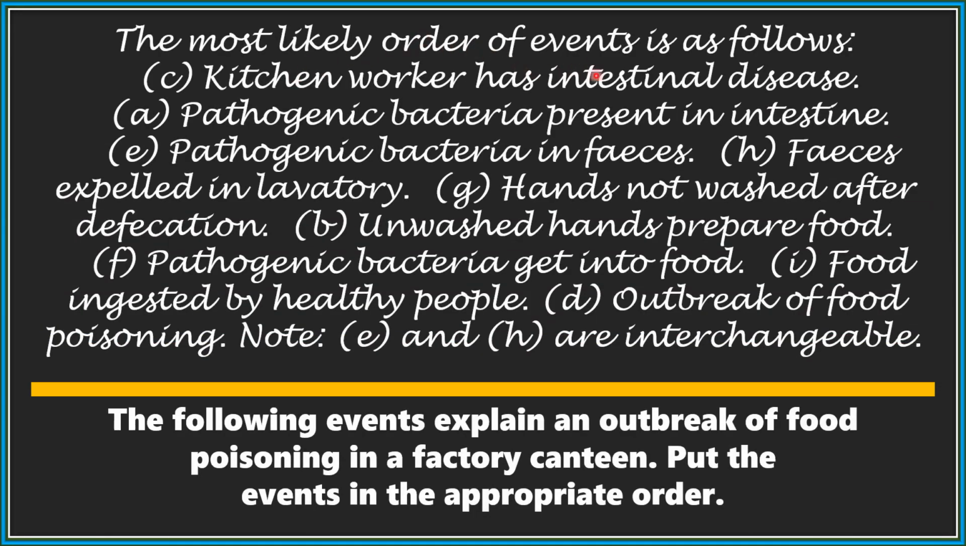The most likely order of events is as follows. Kitchen worker has intestinal disease. Pathogenic bacteria present in intestine. Pathogenic bacteria in feces. Feces expelled in a laboratory. Hands not washed after defecation. Unwashed hand prepares food. Pathogenic bacteria get into food. Food ingested by healthy people. Outbreak of food poisoning. Note, E and H are interchangeable.